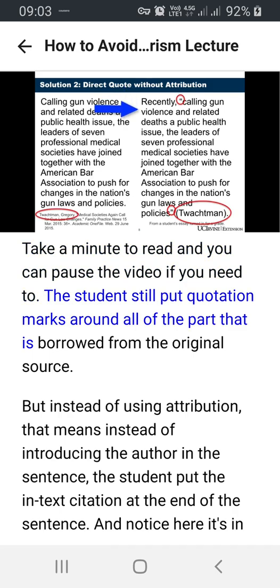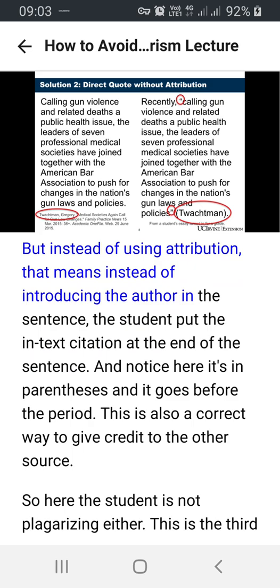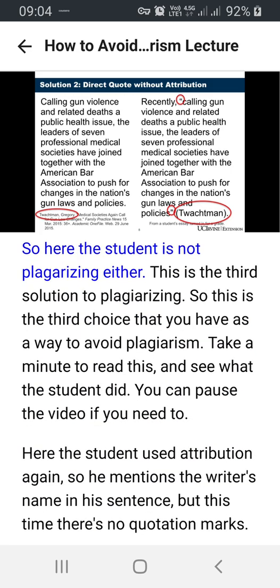The student still put quotation marks around all of the parts that is borrowed from the original source. But instead of using attribution, that means instead of introducing the author in the sentence, the student put the in-text citation at the end of the sentence. And notice here it's in parentheses and it goes before the period. This is also a correct way to give credit to the other source. So here the student is not plagiarizing either.